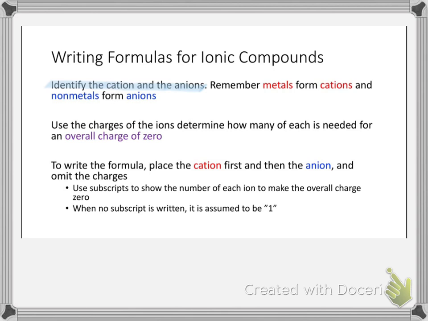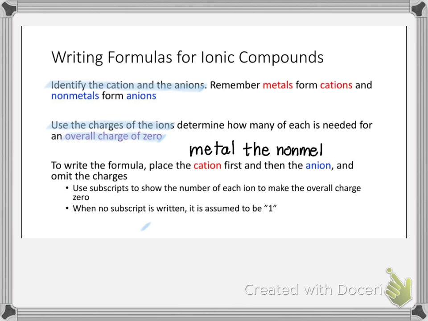Then what we're going to do is use the charges of the ions to make everything equal 0. So we need as many positives as we have negatives, so when I add them together, they equal 0. I think they call it the principle of electrical neutrality, which sounds really fancy for just making everything equal 0. Now, when we write the formula, the metal is always going to come first. Okay, so metal first, then nonmetal. That's the convention.